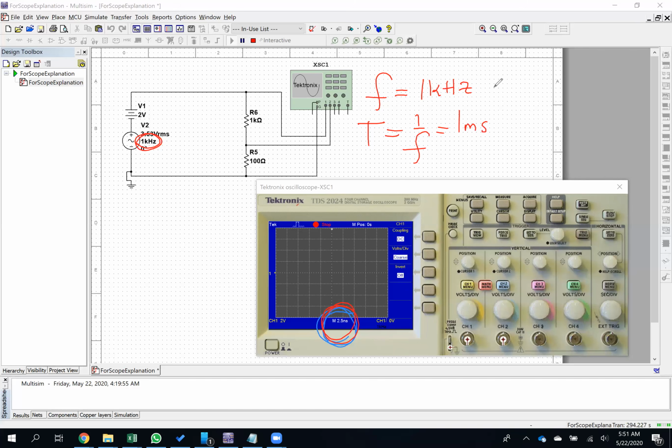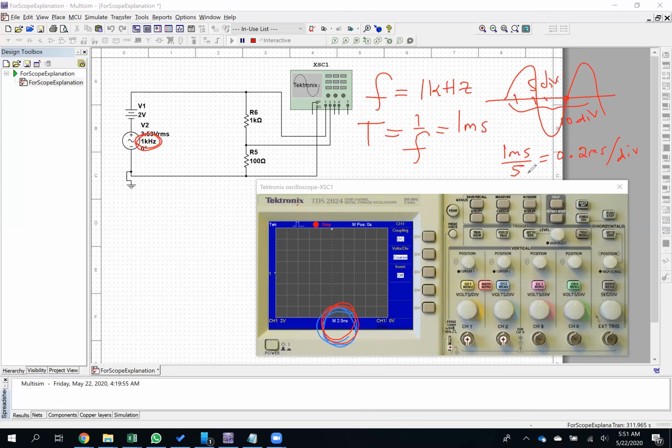So if I want, say, 2 cycles of my waveform on the screen, and I know that the screen is 10 divisions across, that means one of these cycles would take up 5 divisions, and one of these cycles is 1 millisecond. So 1 millisecond divided by 5 is 0.2 milliseconds per division, right?